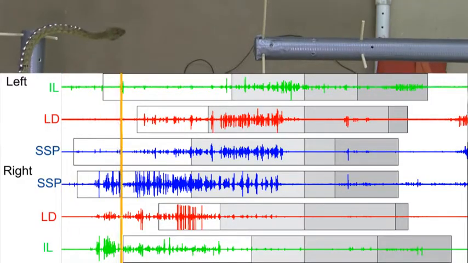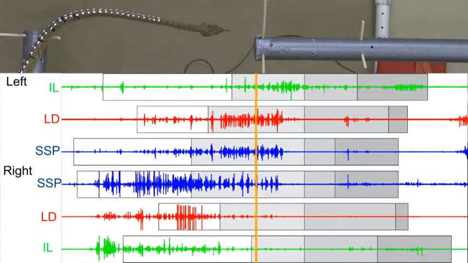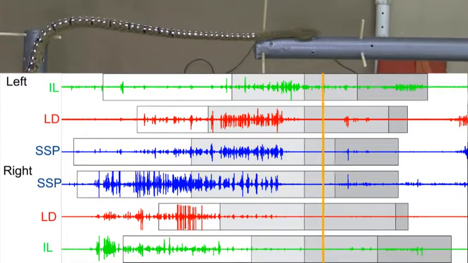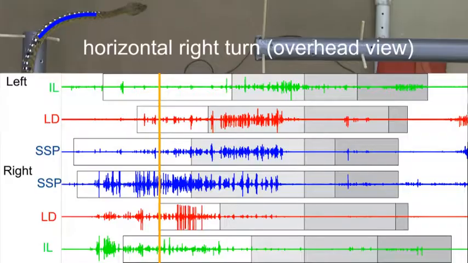During right turns, the asymmetric pattern of left and right side activity was effectively a mirror image of that during left turns. During right turns, large amounts of initial activity occurred on the right side, with little left side activity.